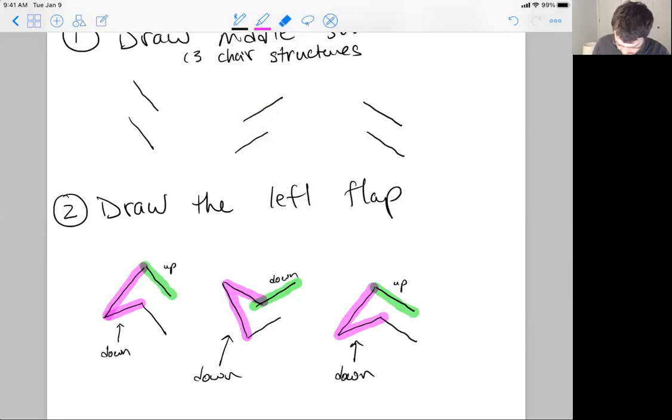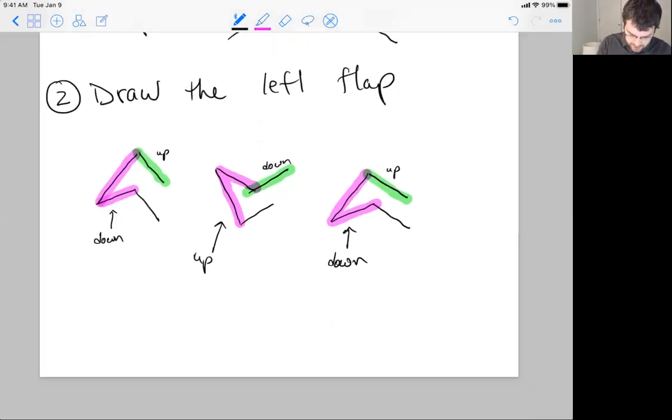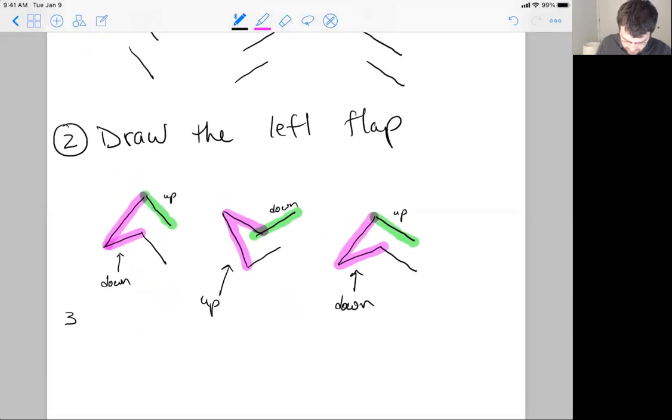Yep, I see it too. I said up, I wrote down. Okay, let's fix that. So those are the left flaps. So draw the left flap, and then step 3, we'll draw the right flap in the opposite direction.